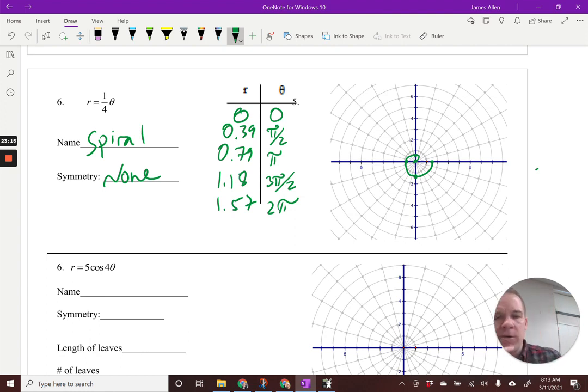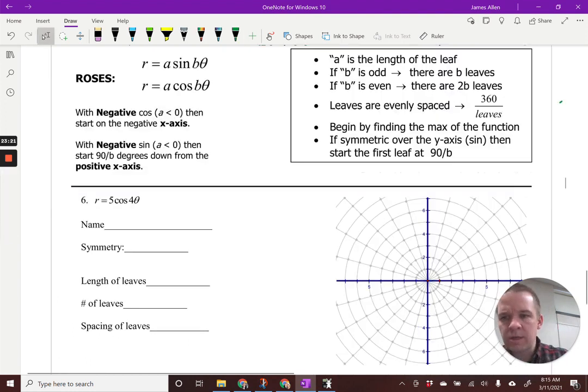So we're not going to spend too much time with those ones. They're nowhere near as cool to graph. All right, let's keep moving. We got dos mas. Let's do it.